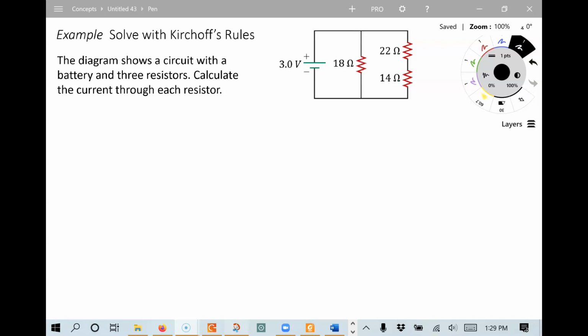And we know that if we know the current through all the resistors and the resistance of them all, then we can use Ohm's law to calculate the voltage across them all. We can use the power equation to calculate the power. We can do everything we did previously. So let's see how it's done here.